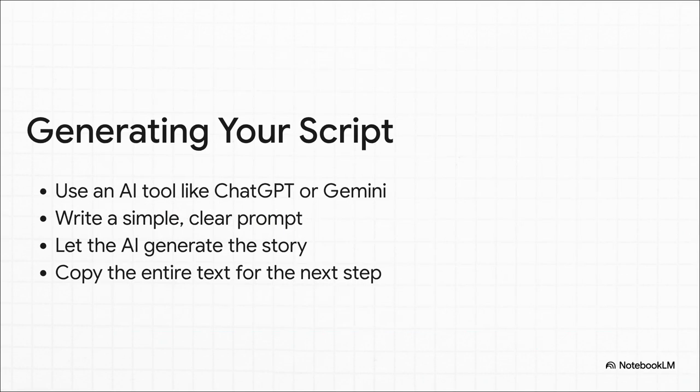So what you do is you fire up a tool like ChatGPT or Gemini, feed it your prompt, and just let it cook. It'll spit out a whole story for you. And don't worry about making it look pretty. The most important thing here is to just copy the entire block of text because the next tool we use is going to do all the heavy lifting for us.